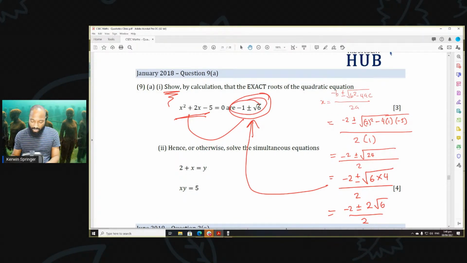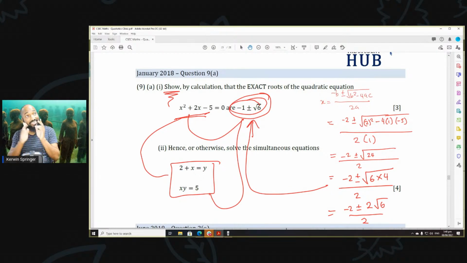Cool? Hence, otherwise, solve the simultaneous equation. Okay, so I guess when we do the simultaneous equation, we're going to get this popping up, and then we have the answer. This is a lovely question. There were a few really interesting questions that popped up as you were doing this.